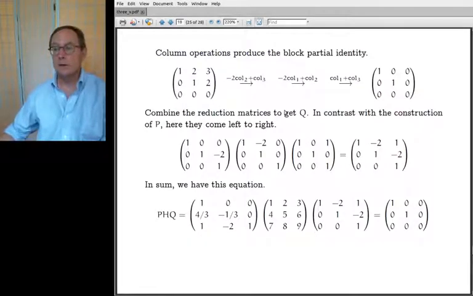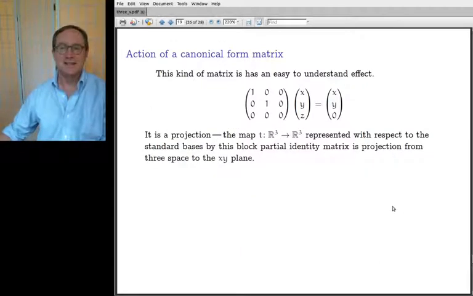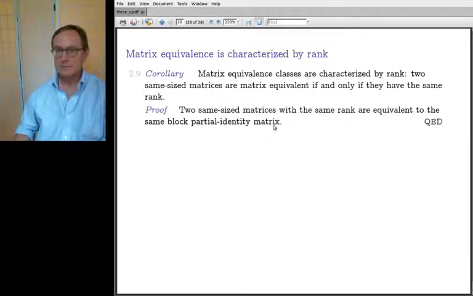Here also. Okay. So two same size matrices with the same rank are equivalent to the same block partial identity form.